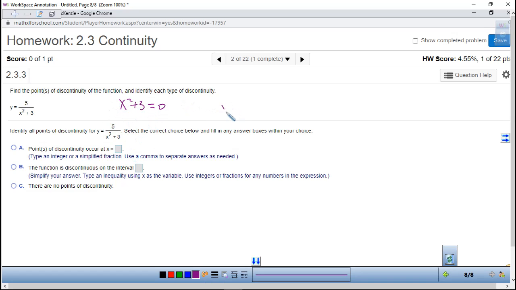Well, the thing is, if we go to solve this, if we just set it up like this and solve it, we're going to move the 3 over. We're going to get x squared equals negative 3. And then we'd have to take the square root of both sides. We run into problems. We can't take the square root of a negative number. Therefore, we have no point of discontinuity.